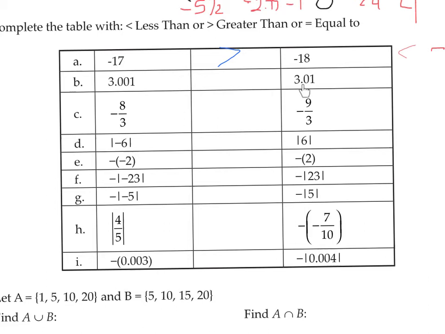3.001, 3.01. This one has 3 decimals, but this one only has 2. So to compare them, we'll add an extra 0 over here so they have the same number of decimal places. Then you can see this looks like 0.001, and this is 0.010. So this looks like a 10, and this is a 1. So this one is greater. And again, the open side to the greater, the pointy side to the one that's less. And I just did that backwards.